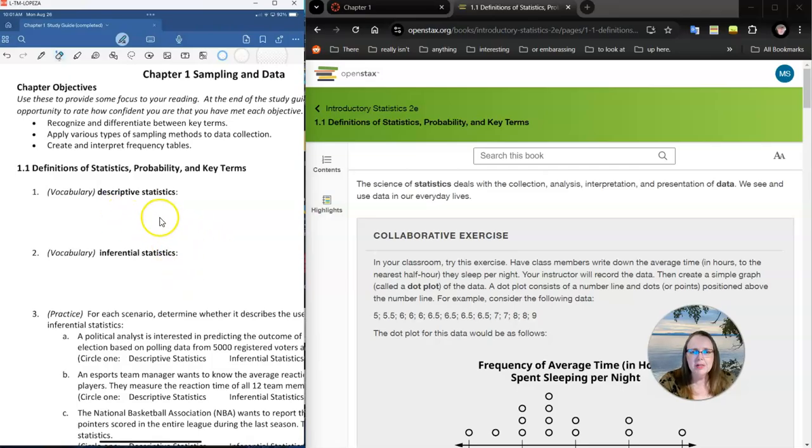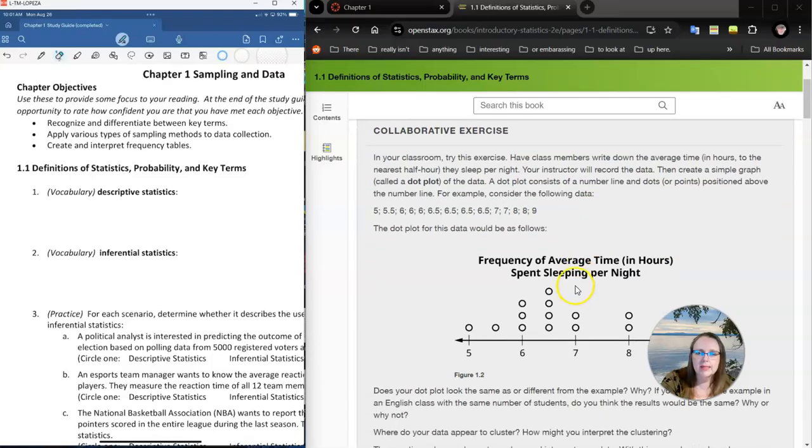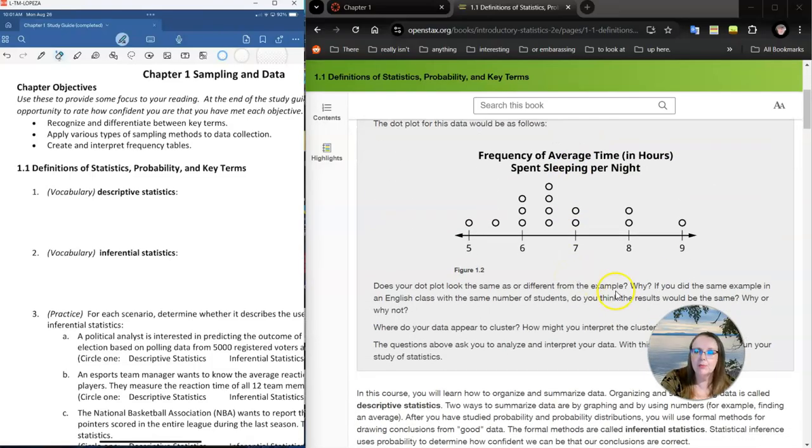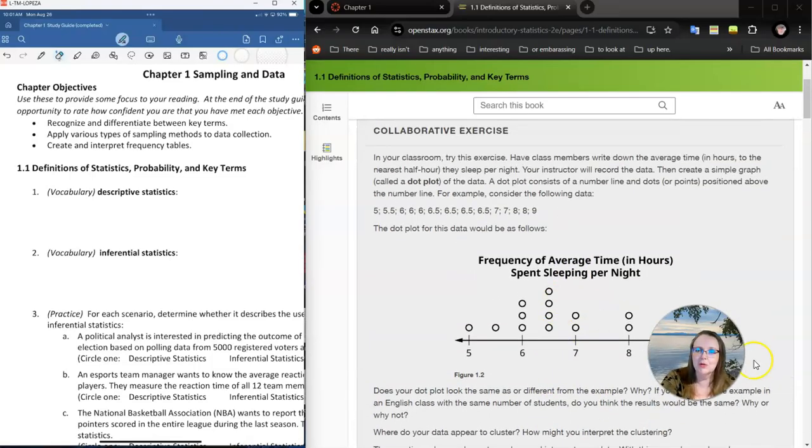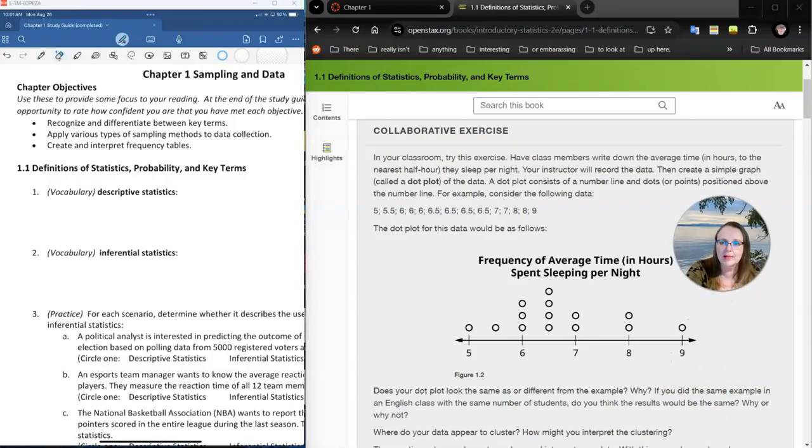The definition doesn't have to be the definition from the book. It can be the definition from the book. It needs to be something that helps you remember what the word means. That's the most important thing. So the chapter starts out with this exercise that they talk about: if we were all together in a class, we could do it. I could go around the classroom, ask everybody how much sleep they get per night, and we could make this dot graph and look at it. And this is just an example of a dot plot. A dot plot is one way to represent information.